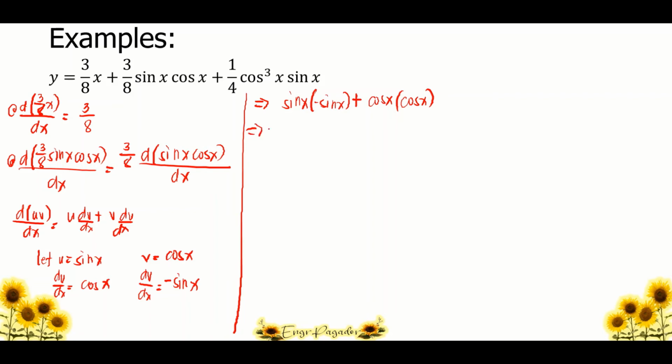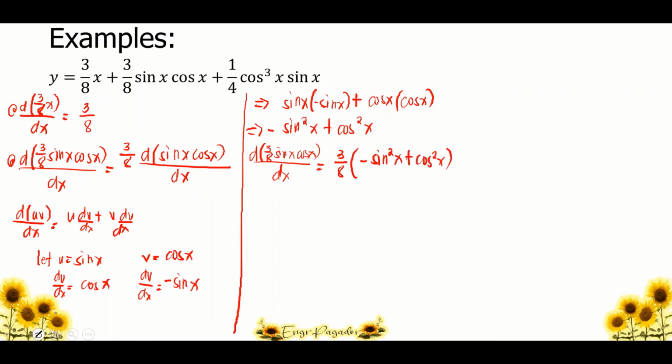So, if we are going to simplify this one, this will be equal to negative sine squared x plus cosine squared x. And for the derivative of the first function, we will have 3 over 8. So, the derivative of 3 over 8 sine x cosine x with respect to x is equal to 3 over 8 multiplied by negative sine squared x plus cosine squared x. So, ito na ngayon yung derivative ng ating second function. Ito yung derivative ng first function natin.